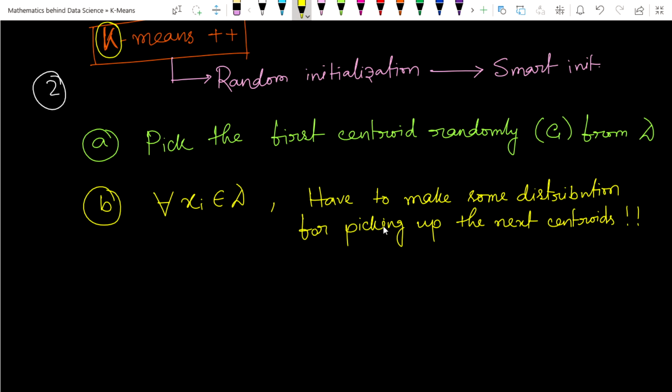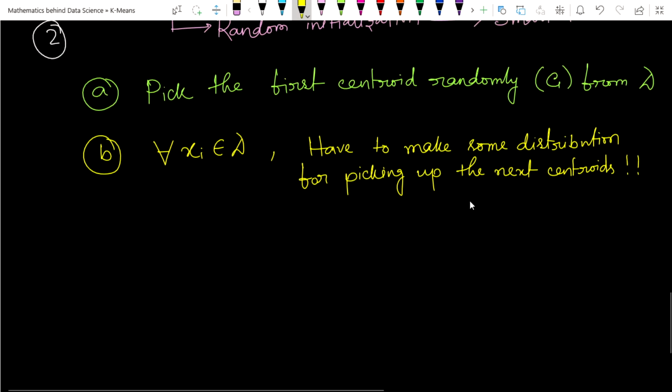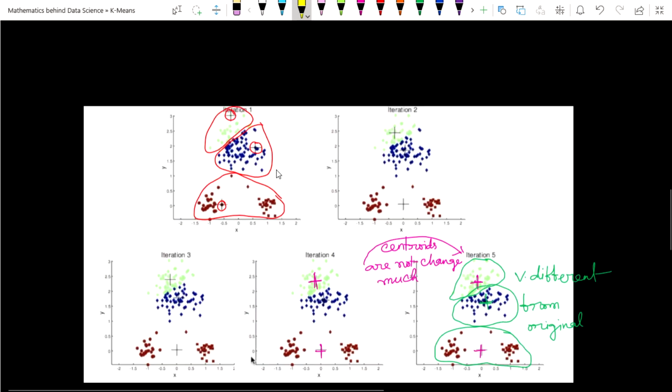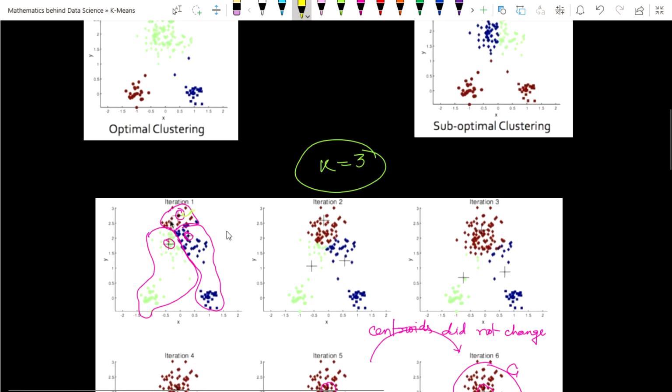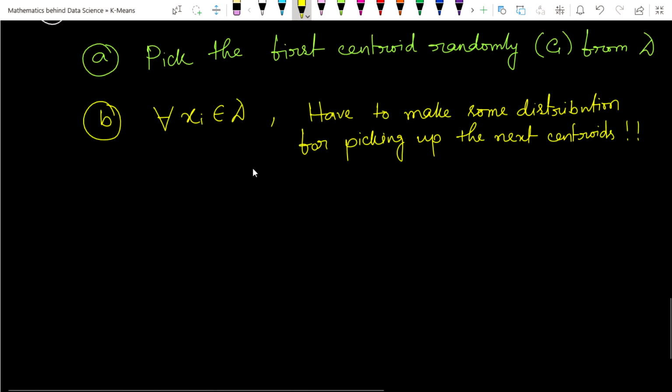Now let's see how we'll make this distribution. This is the main tricky part here. How will we make these distributions? Here we will pick random points, meaning uniformly distributed, so that picking each point is equally probable, but there is one thing we have to change at this stage.